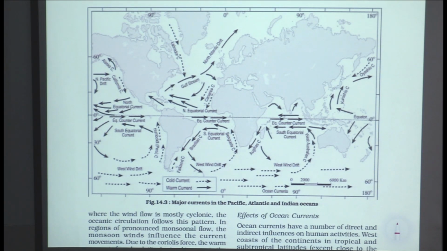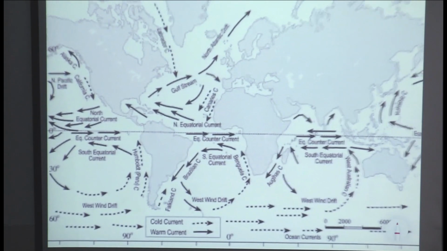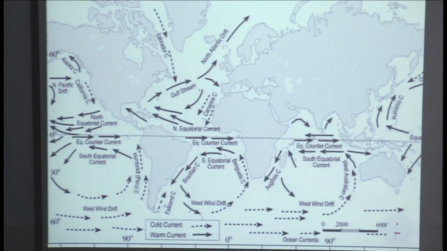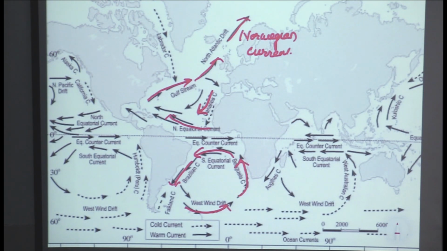Now you see it on the map. Can you notice one by one? I am zooming in on the Atlantic Ocean. Are we noticing the North Equatorial Current, the Gulf Stream, the North Atlantic Drift? This can be called the Norwegian Current. And are we noticing the Canaries East Boundary Cold Current? Similarly, South Equatorial, Brazilian, West Wind Drift, Benguela, South Equatorial, Mozambique. Mozambique is also called Agulhas. This is the name written in our NCERT.